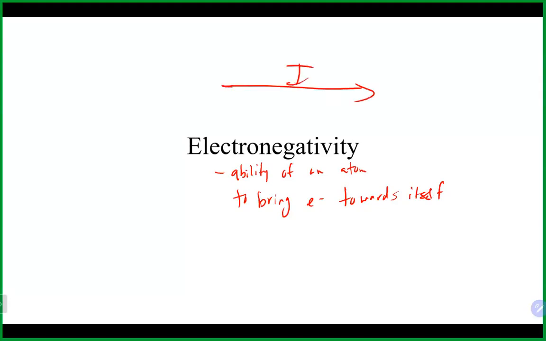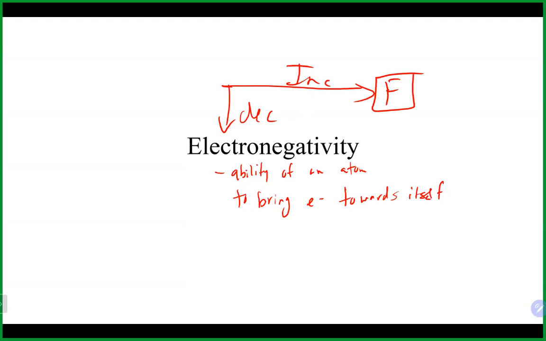So we're talking about sharing electrons here in covalent bonding, and it really is that one property that's the big factor in how these electrons are going to be shared. As we just talked about, electronegativity is the ability of an atom to bring electrons towards itself. And it is increasing this way and decreasing this way, with fluorine being the most electronegative element you can have.